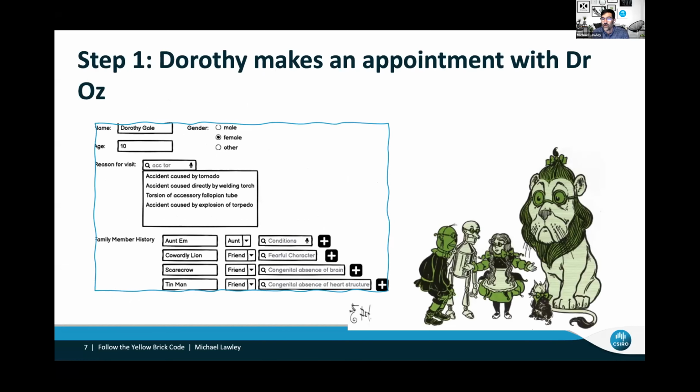So in our journey, the first thing that happens is that our patient Dorothy decides to make an appointment with her local GP. She's not feeling too well, so she logs onto her GP website. Her GP is Dr. Oz, and she starts filling out the pre-encounter form. She provides some demographic information: name, age, gender, reason for a visit, and some family member history. So who might have had relevant conditions and what their relationship is to her. And as she's filling this out, she's providing a set of coded data into the form. So we're going to look at how the FHIR Terminology API supports the collection of those values by the form.